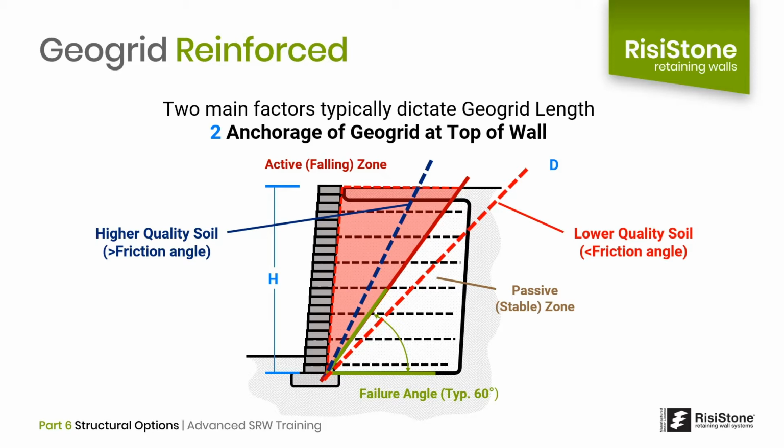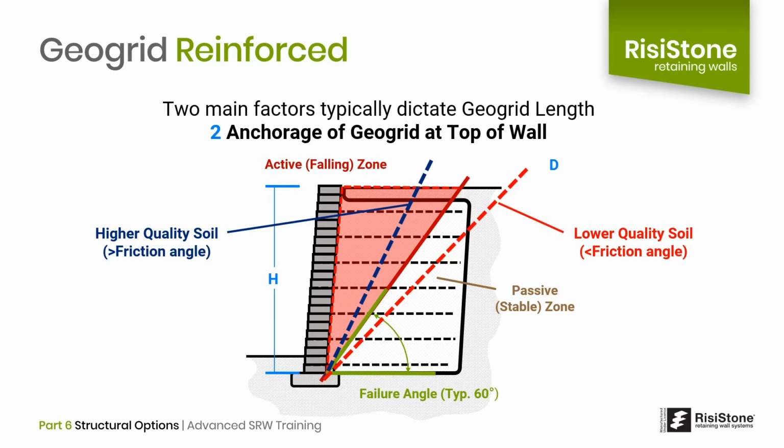This diagram also explains why using good quality soil, which will give us a steeper failure plane, will result in shorter geogrid lengths at the top. And by comparison, when using poorer quality reinforced soil, which gives us a shallower plane, the geogrid lengths often need to be longer at the top of the wall.